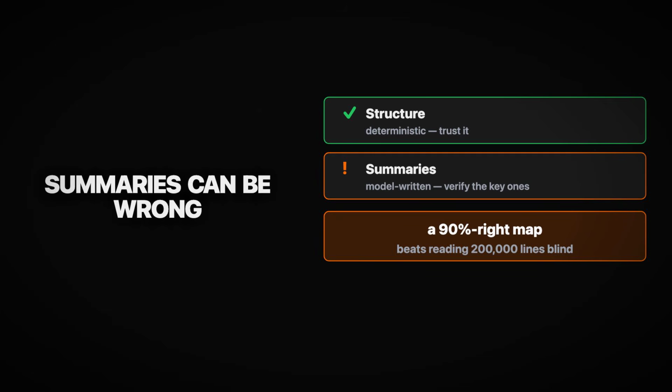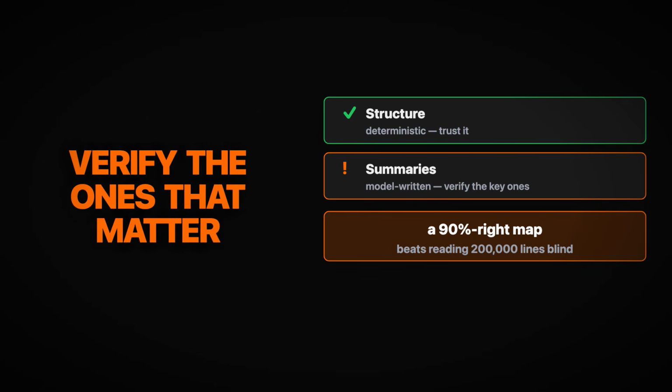One honest caveat: the structure earns my trust. The summaries are still model output, useful, occasionally wrong. So verify the ones that matter. A map that's 90% right still beats reading 200,000 lines blind.